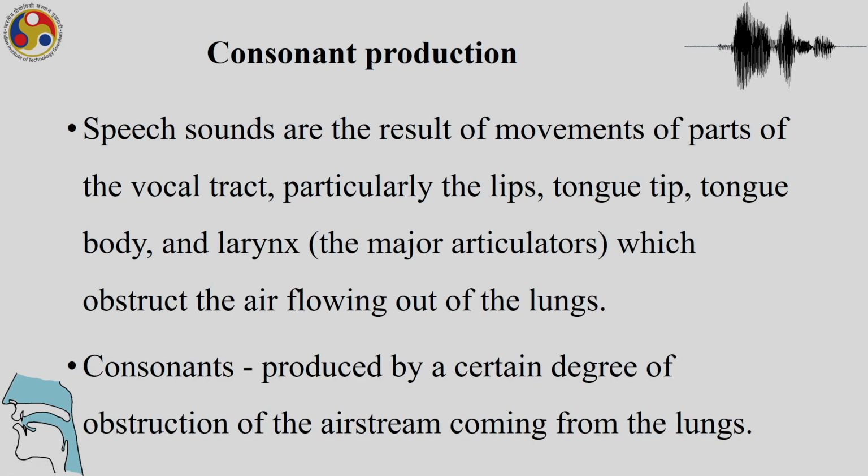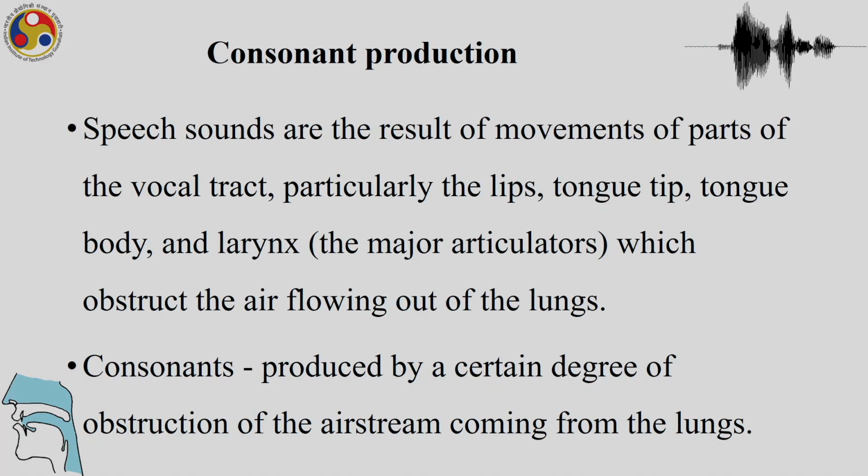In place of articulation, what are the places which play a role in the production of sounds? These are the lips, the tongue tip, the tongue body, and the tongue has various parts within it: the tongue tip, the tongue blade, the tongue body. All these parts of the tongue play different roles while producing speech. And the larynx is another articulator which plays a very important role and which can obstruct the air flowing out of the lungs.